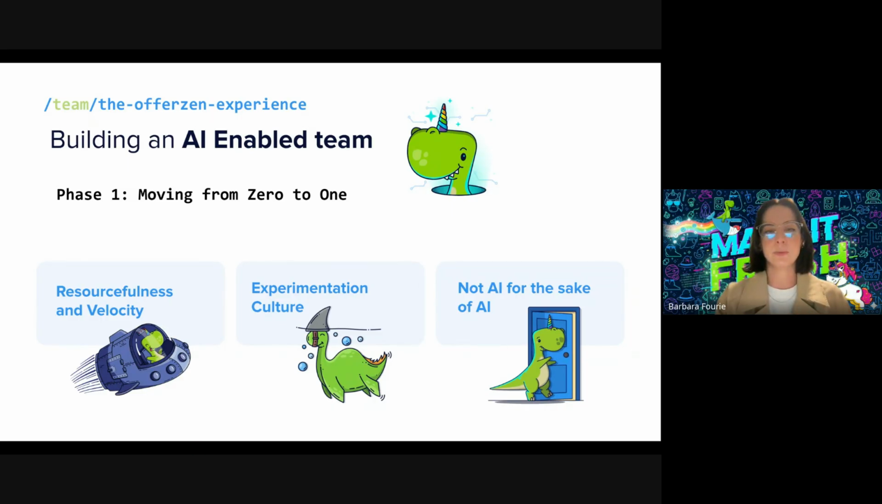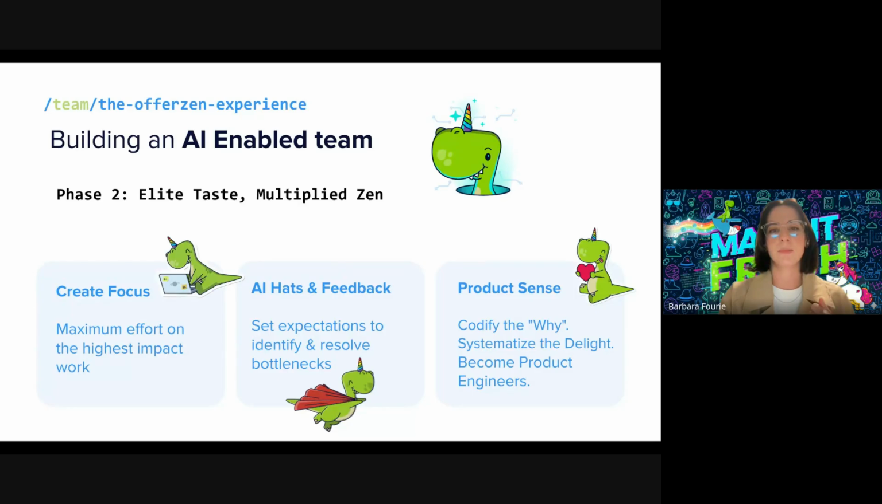Then we already had this experimentation culture, and we wanted to make sure that we're not just doing AI for AI's sake. We needed to enter into phase two, where we bring actual impact. So that brings me to phase two. This is how we've set our engineering vision of having elite taste and multiplied Zen. Haha, Zen, yes, very much pun intended.